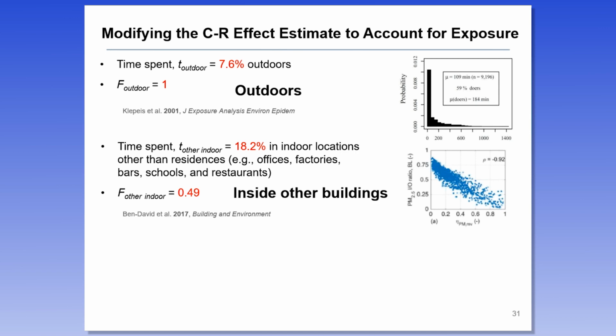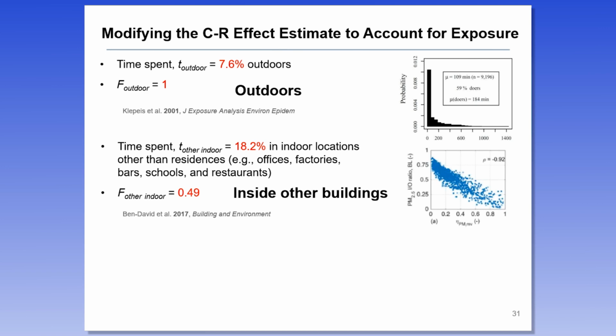After we got the time that we spent in the previous three macro environments, we estimated the time that we spent in buildings other than residences by subtracting the fraction of the time that we spent in the other three macro environments from 1. And the average time comes up to be 18.2% for other indoor locations like offices, factories, bars, schools, or restaurants.